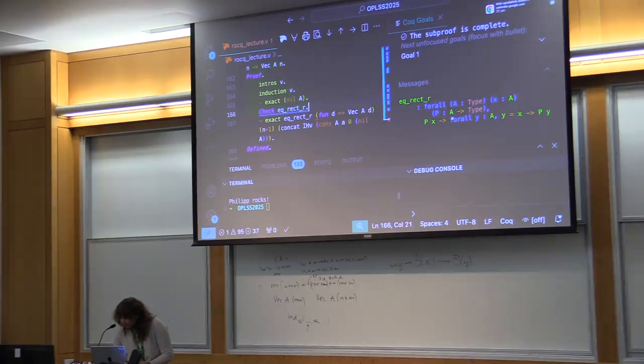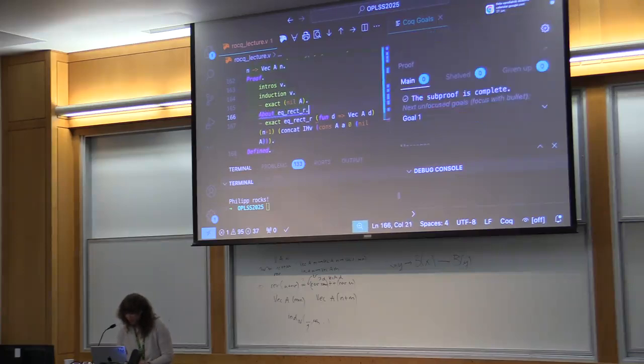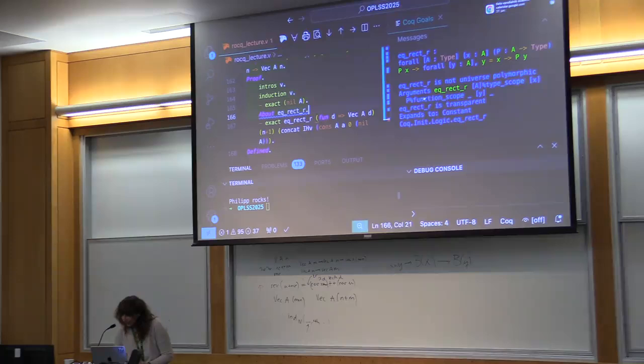Why doesn't it say here which are implicit and which are not? You can do About eq_rect_r instead of Check. Better, thank you. See, I'm not a Coq expert. Okay. A is implicit, the type family is not implicit, this one we have.